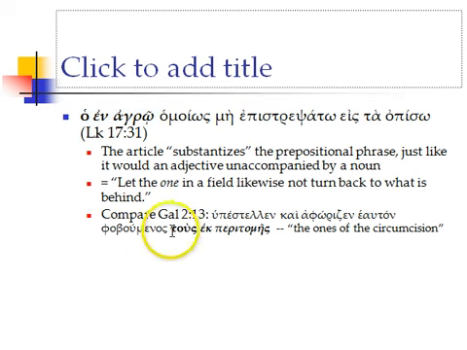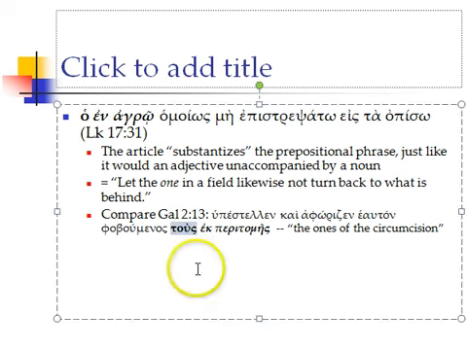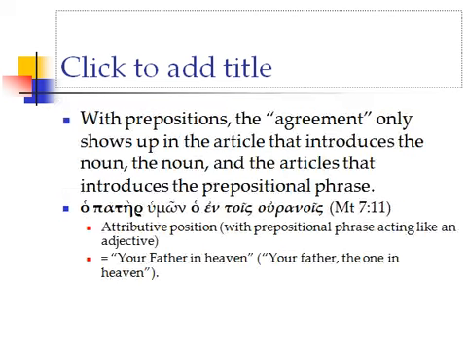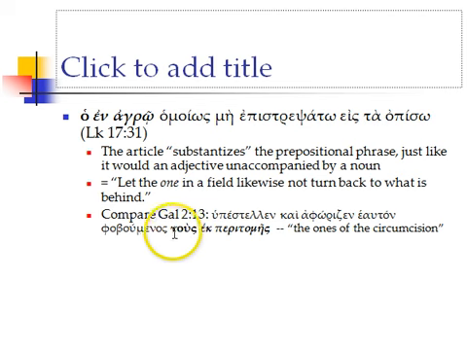We have another good example of this in Galatians 2:13, where we have an article, tous, the, followed immediately by a prepositional phrase. And there is no other article, there is no noun agreeing with tous in attributive position, like we saw in ho pater, ho, prepositional phrase. In this instance, we have tous making a noun substitute out of a prepositional phrase, the ones of the circumcision. Very often the circumcision party in translations.